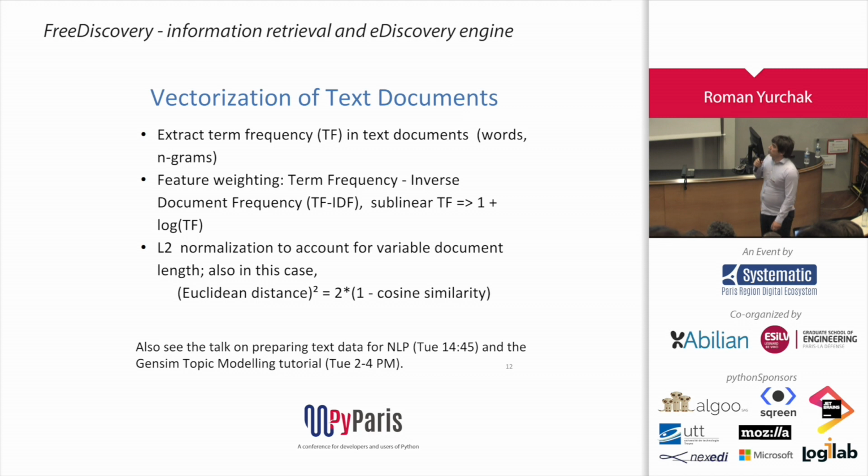And then we also apply normalization to account for variable document length. In this case, it's fairly convenient because we have a relationship between the Euclidean distance and the cosine similarity, and the latter is the one used to say how close two documents are. This means that we can use a number of algorithms that are built just with the linear distance, and it's going to give an equivalent result as though we were using cosine similarity.